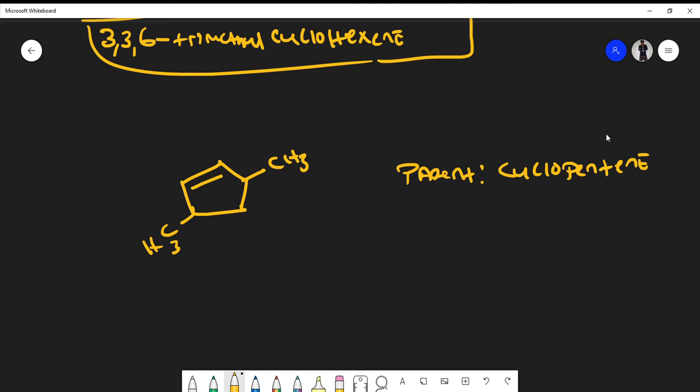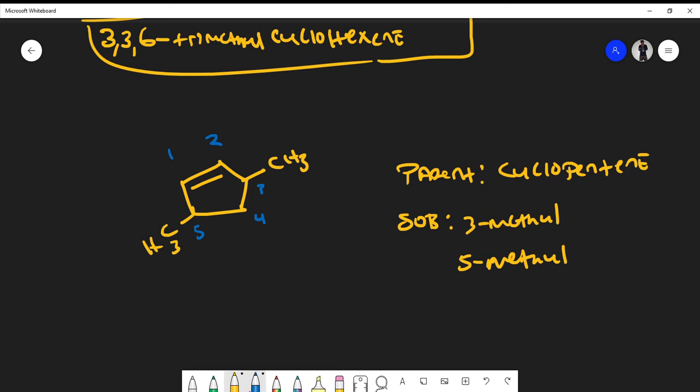Now, how do we label it? How do we count our carbon atoms? Well, if I start from here, it becomes 1, 2, 3, 4, 5. Okay? So on carbon 3, our substituents, then, would be that on carbon 3 we have a 3-methyl, and on carbon 5 we have a 5-methyl.